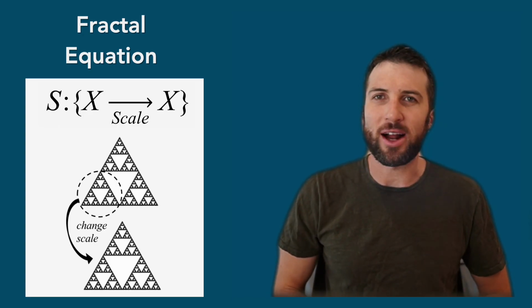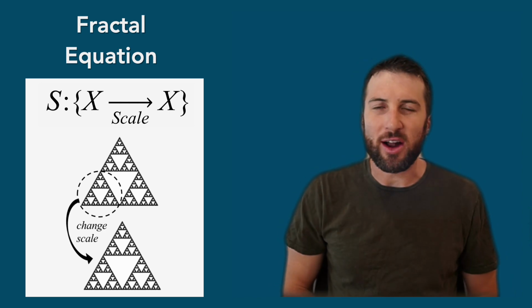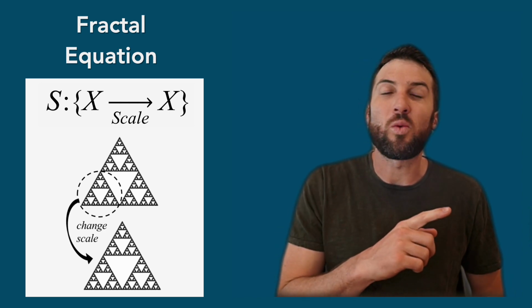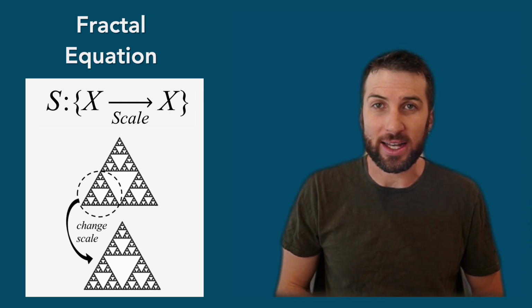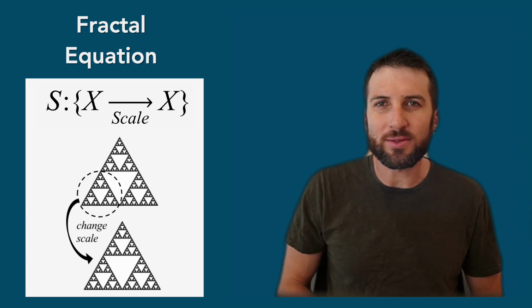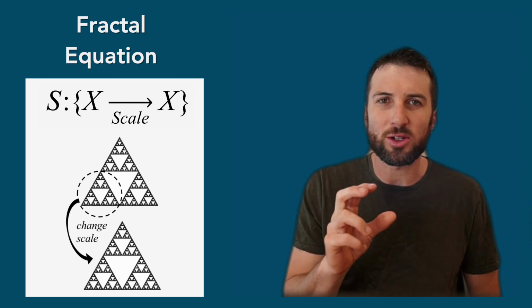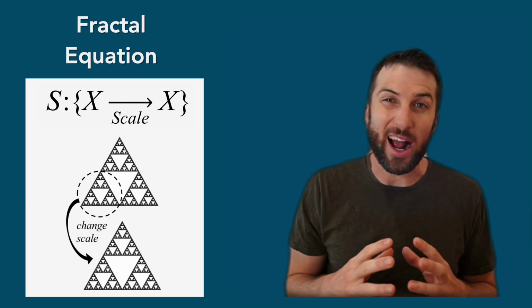Now, what is a fractal? Well, in a system here noted S, a fractal occurs for a given quantity X, where a mapping over scale leads to the same object X. For example, you see this triangle here with lots of little triangles inside of it. If you zoom in on one of those smaller triangles, you see the same pattern as a whole. So this is a fractal.